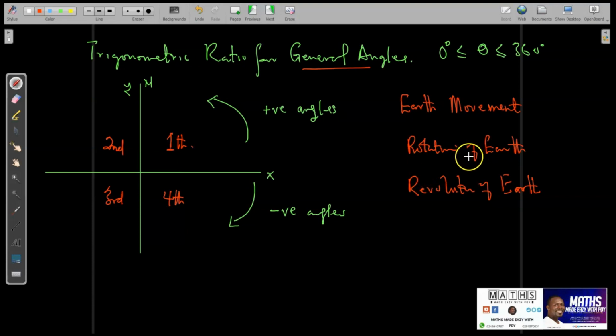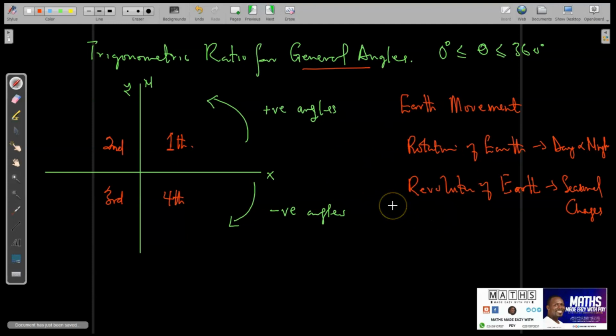Okay, rotation of the earth brings about what? Day and night. And then revolution of the earth brings about what? Seasons, or the seasonal changes. How does the rotation of the earth take place? It brings about day and night. So how does it take place? Does it move in the clockwise direction or anti-clockwise direction?